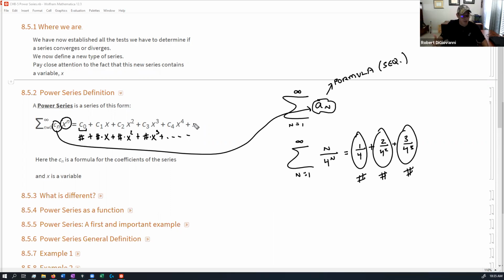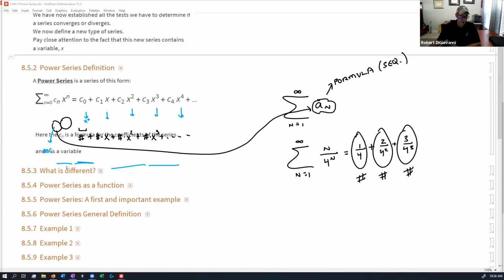That is called a power series because essentially you have all these different powers of x. You have x to the 0, x to the 1st, x squared, x cubed. These are powers of x in a series with a bunch of numbers in them. So the c sub n are coefficients of the series. The c sub n is some formula that you have for the coefficients of the series, and then x is a variable.